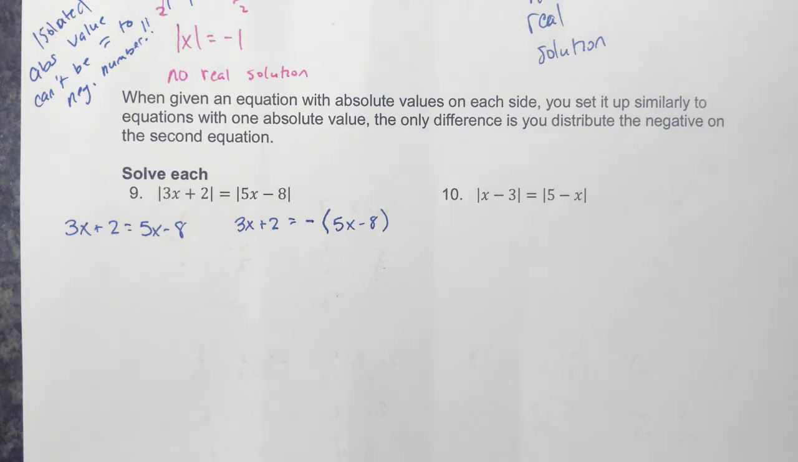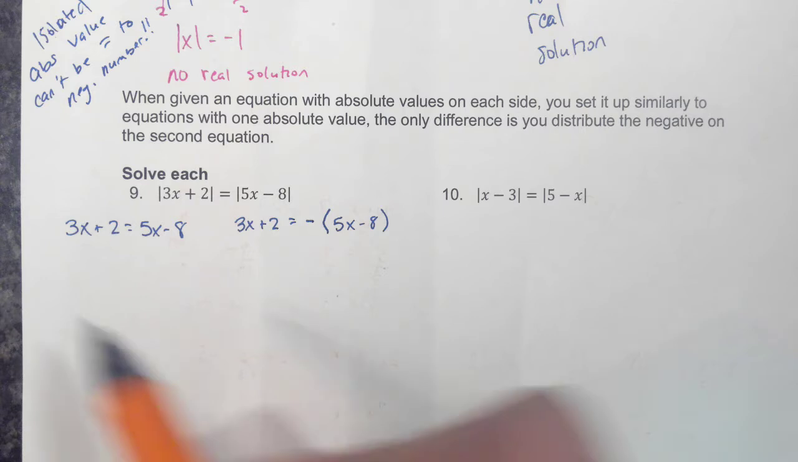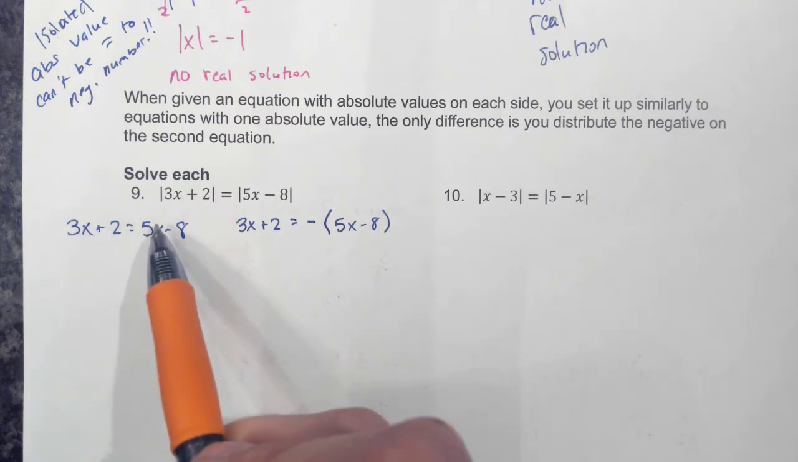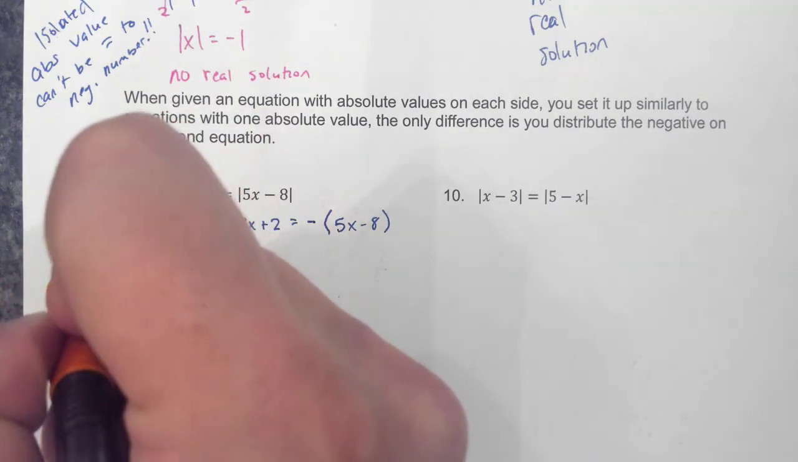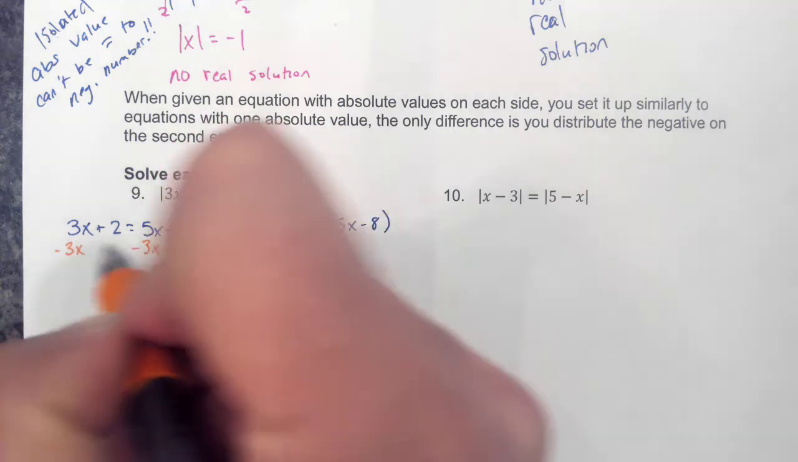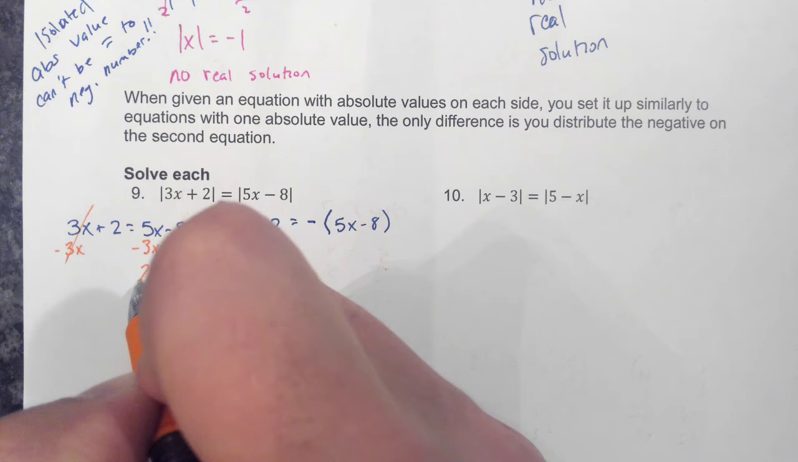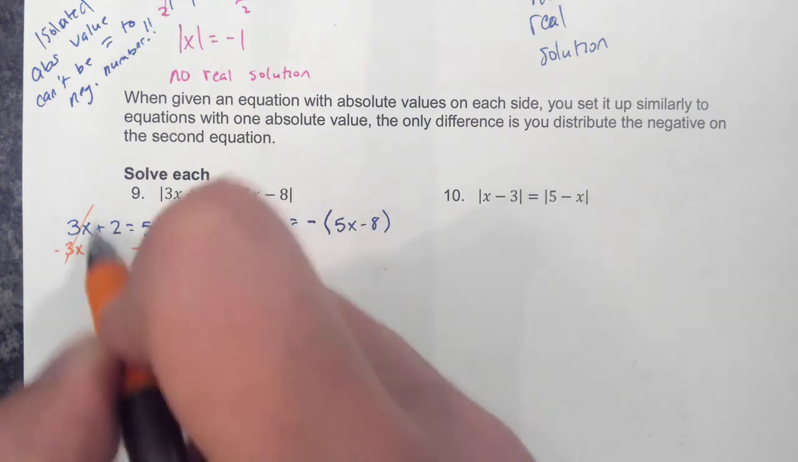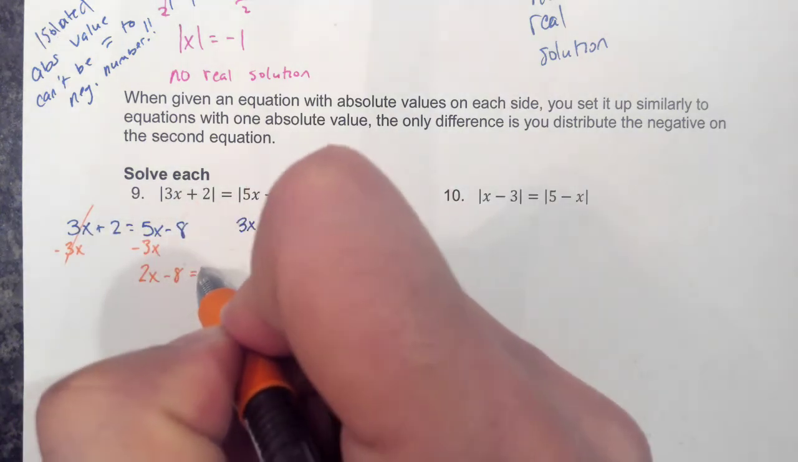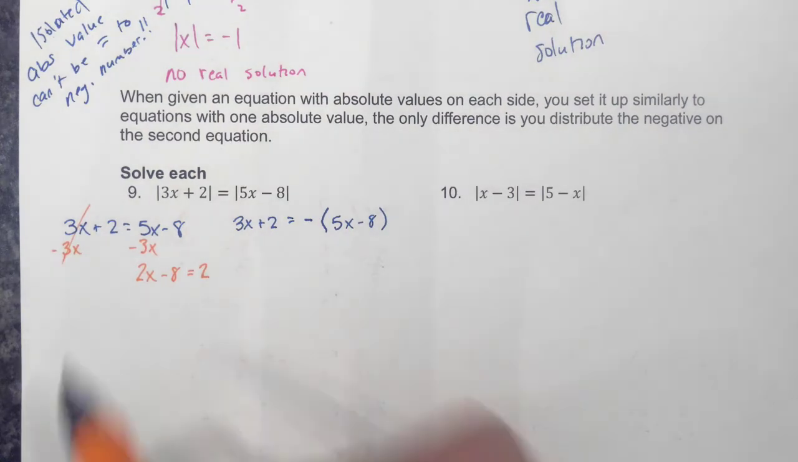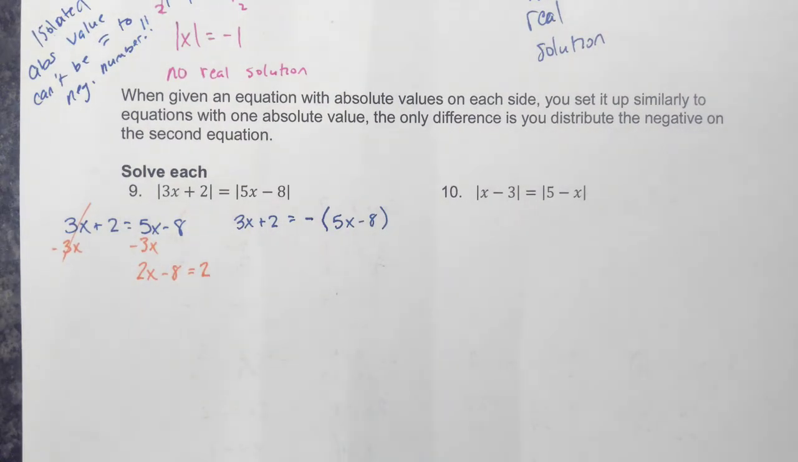So remember, if there's variables on both sides of the equation, I like to move the one that's smaller. So which one's smaller, 3x or 5x? Well, 3x is smaller. So you'd subtract 3x from both sides of the equation, and you'd be left with 2x minus 8. I like to have the equal over here, so equals 2. You good with that? I moved the 2 over to the other side of the equation.